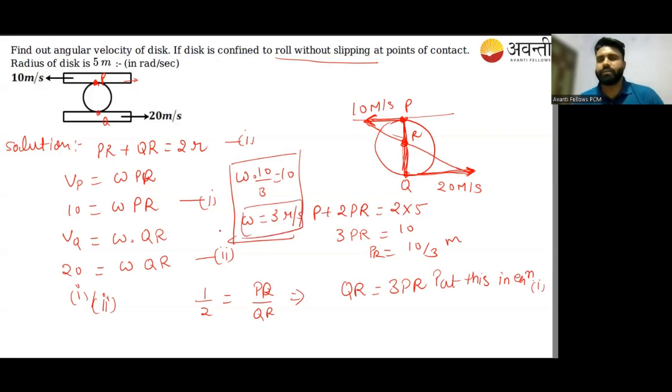Okay. So this is the solution to this question. I hope you got the solution of this question and you have the conceptual understanding of this also.